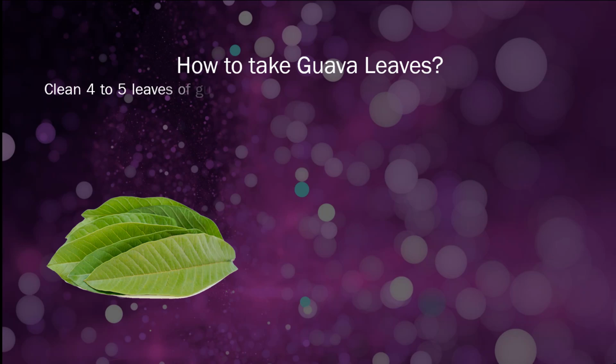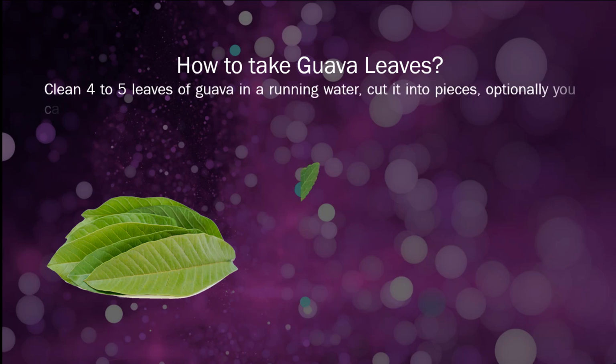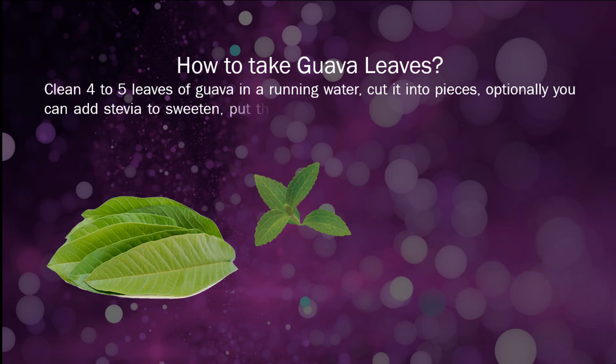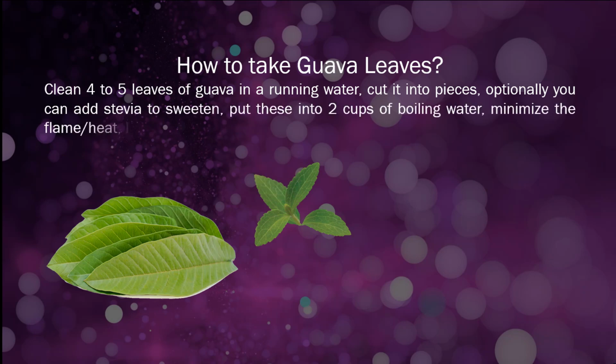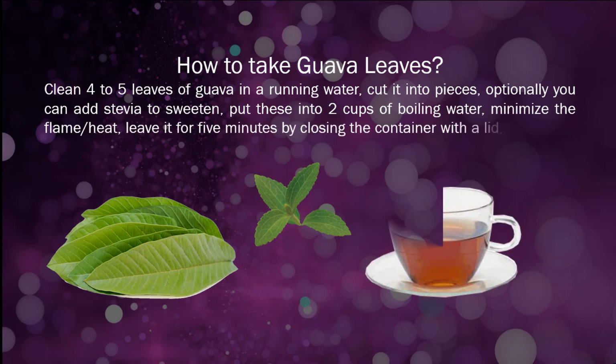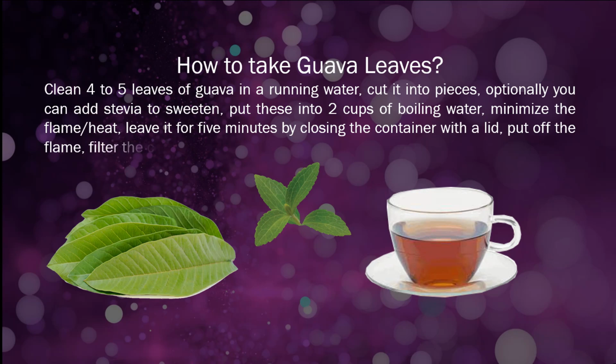Clean 4 to 5 leaves of guava in running water, cut them into pieces. Optionally, you can add stevia to sweeten. Put these into 2 cups of boiling water. Minimize the flame, heat, leave it for 5 minutes by closing the container with a lid. Filter the content and drink the tea.